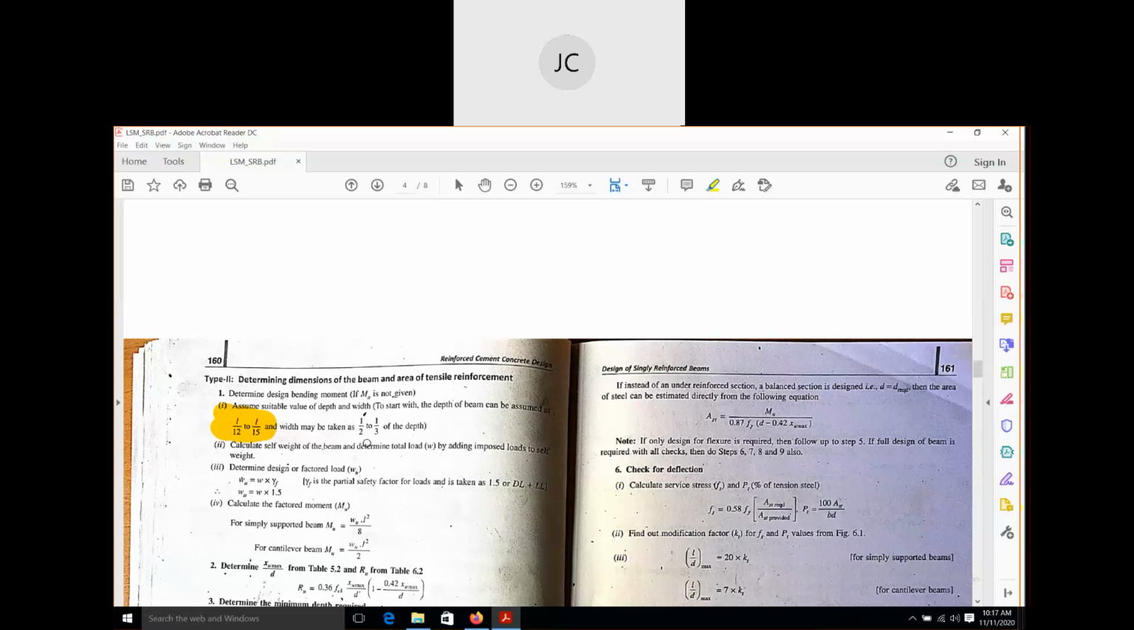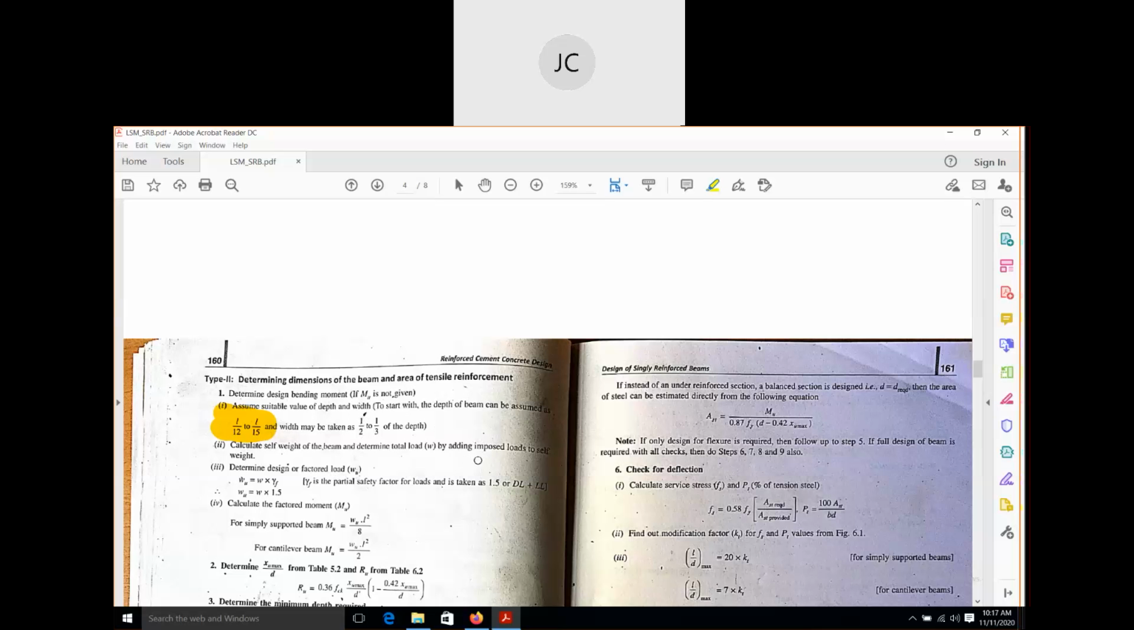Okay, so if you assume half, then it will be 250, and if you assume it as 1/3 of the depth, then it will be 1/3 into whatever depth you will get. Okay, so in that problem I think they have assumed half. Okay, so this is the procedure.